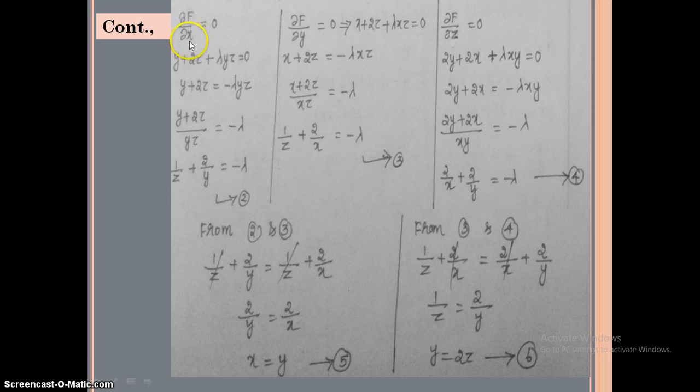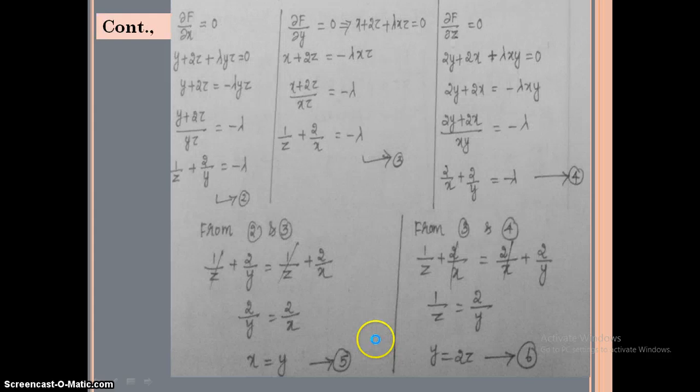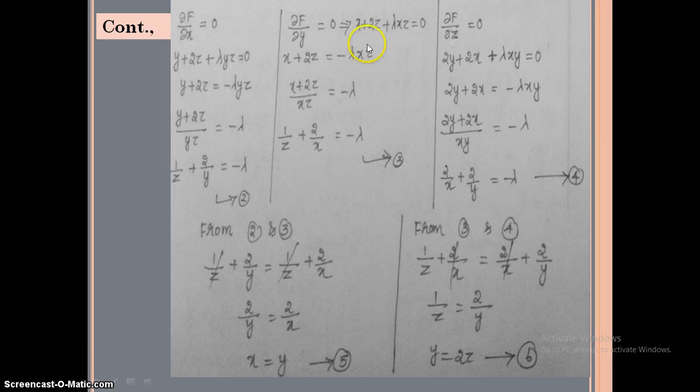So first, dou F by dou x equal to 0. Differentiating the given equation with respect to x, we get y, then 0, plus 2z, then plus lambda into yz. So y plus 2z plus lambda into yz equal to 0. Next, dou F by dou y. With respect to y we get x plus 2z, then plus lambda into xz. So x plus 2z plus lambda into xz equal to 0.